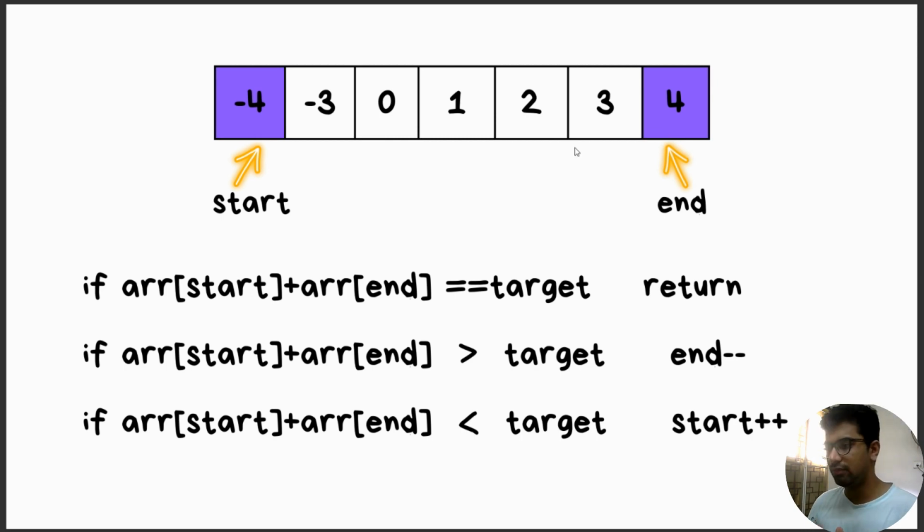Let's understand carefully what the two pointer algorithm says. First we will add these numbers, array of start plus array of end. So if the sum of these two numbers equals the target, then we will return the indices of these two numbers.